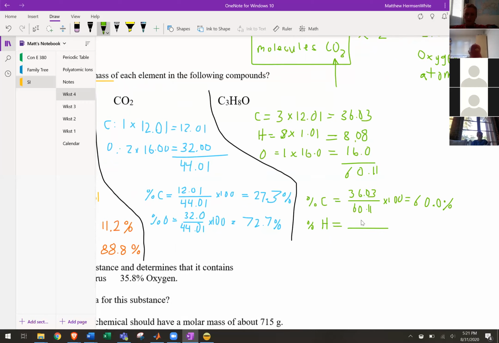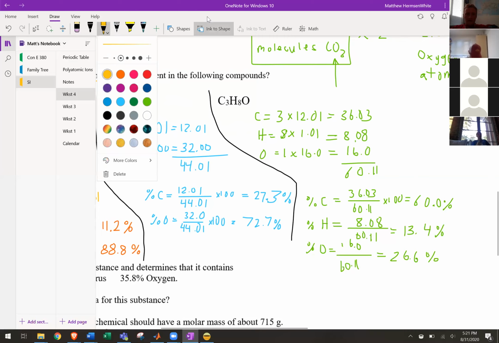Hydrogen, we have 8.08 divided by 60.11. That is, let's see, 13.4%. And then the percent oxygen is 16.0 divided by 60.11. And that comes out to, I got 26.6. But again, if you're pretty close, that's fine.